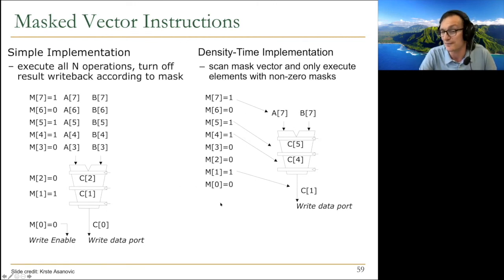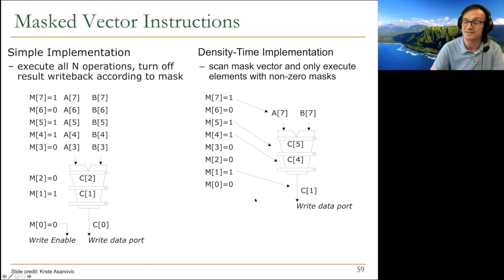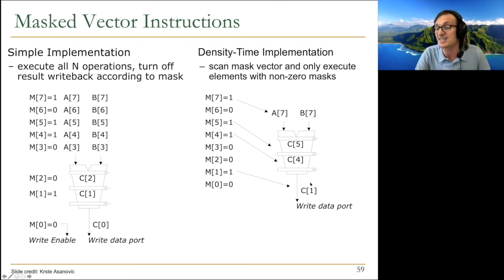This works nicely, of course, if most of your mask bits are 0. If most of your mask bits are 1, then you waste some time figuring out this density time, essentially figuring out which ones. So it really depends. Which works well depends on whether most of your mask bits are zeros or ones. And usually, this one on the right is a better option, especially if you're operating on sparse vectors. This is a good idea. Here, basically, your functional unit is busy only for those elements you're supposed to be executing on, right?